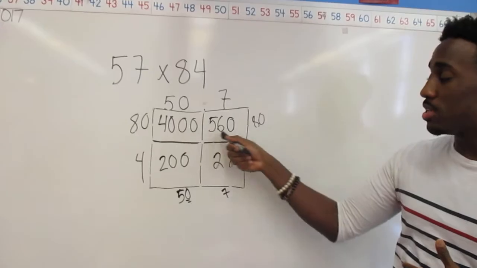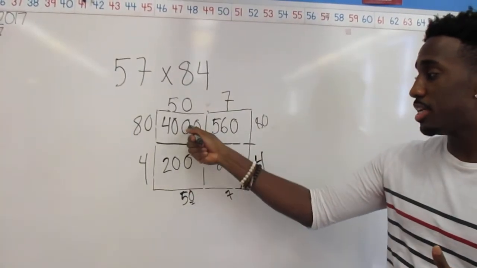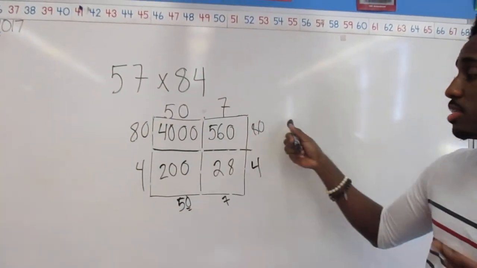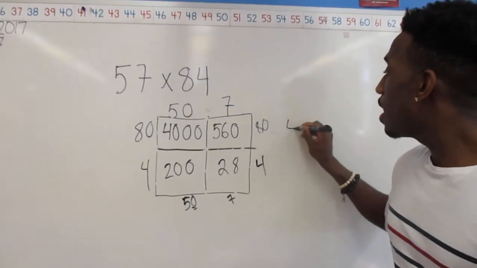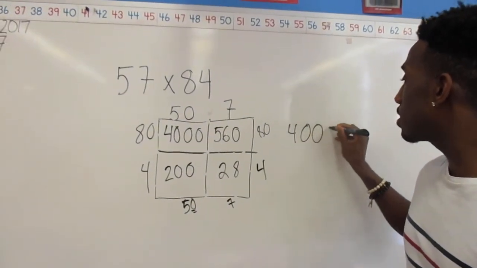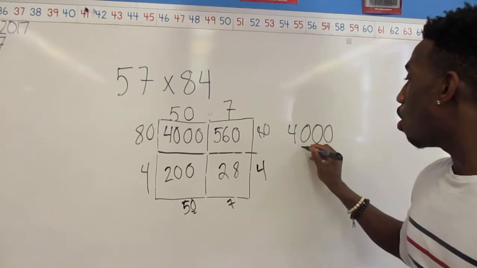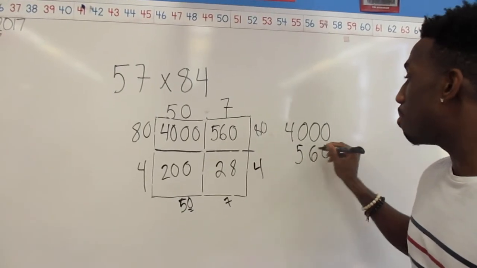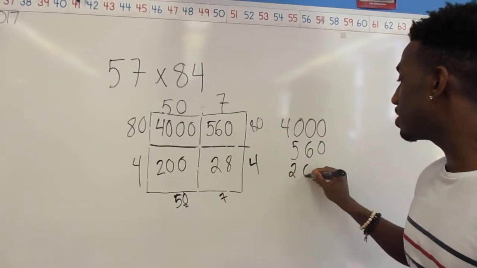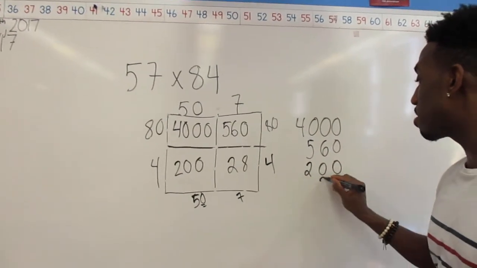Lastly, I'm going to add up all of my partial products. Each number here is called a partial product, to get my final answer. And when I add up my partial products, I want to make sure that all of my partial products are lined up by place value. That way I don't make any mistakes. It's very easy to make mistakes this way.